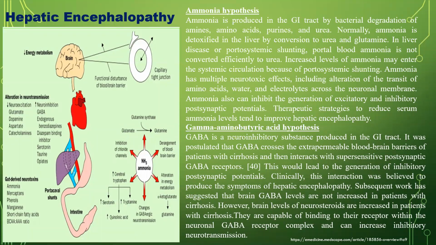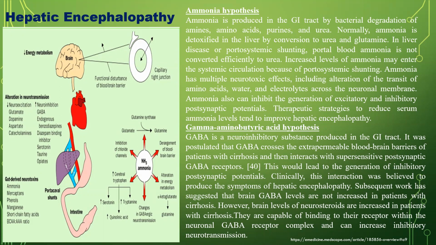There are two major hypotheses for hepatic encephalopathy appearance. The first one is the ammonia hypothesis, where ammonia is produced by the GI tract by the bacterial degradation of amines, amino acids, purines, and urea. Normally, ammonia is detoxified in the liver by conversion to urea and glutamine. In liver disease or portosystemic shunting, portal blood ammonia is not converted efficiently to urea.